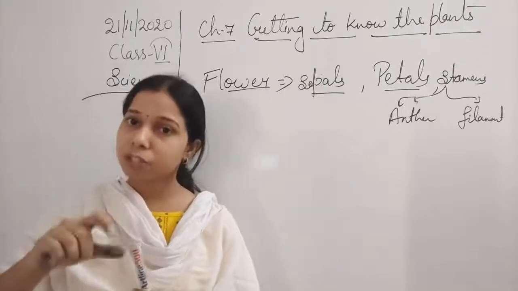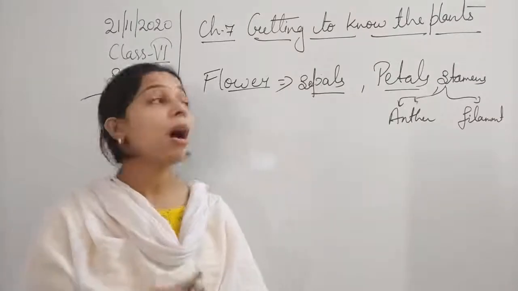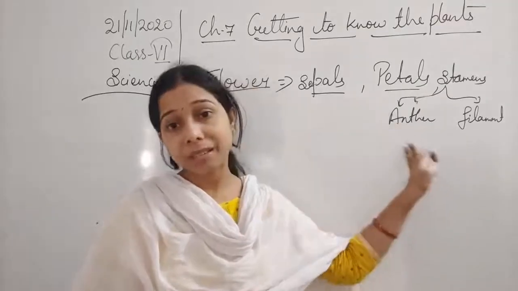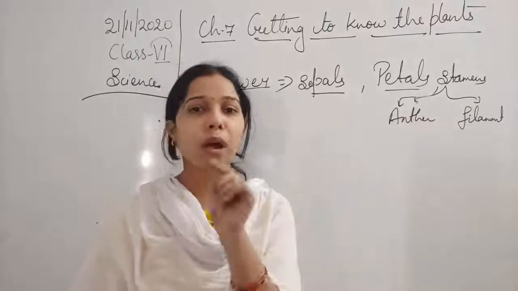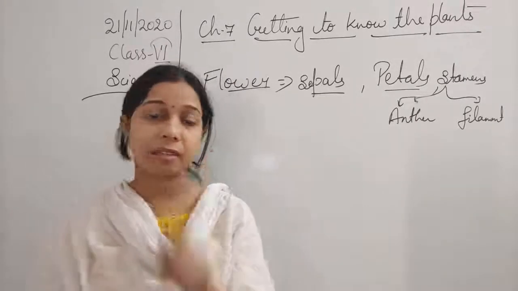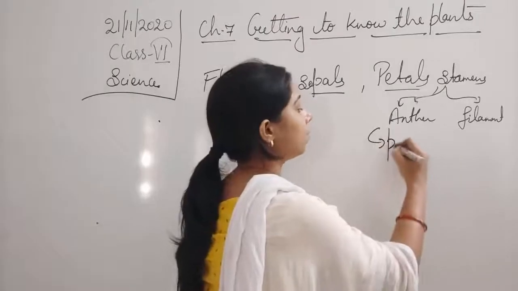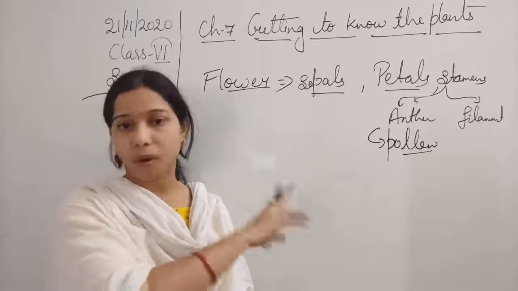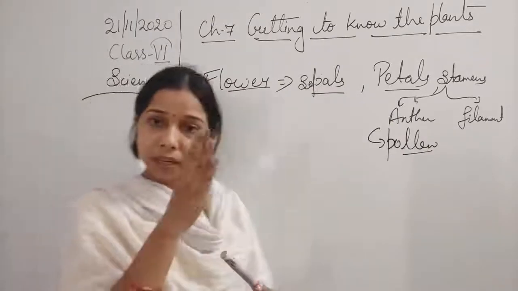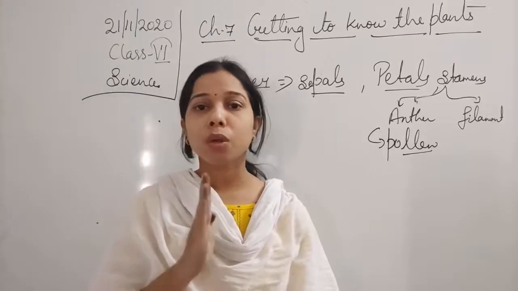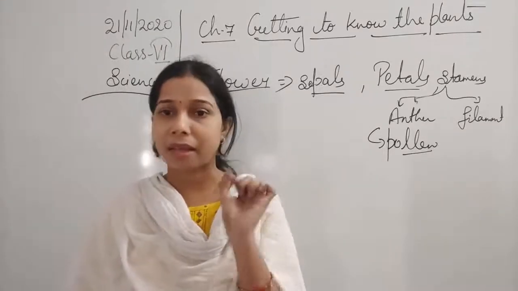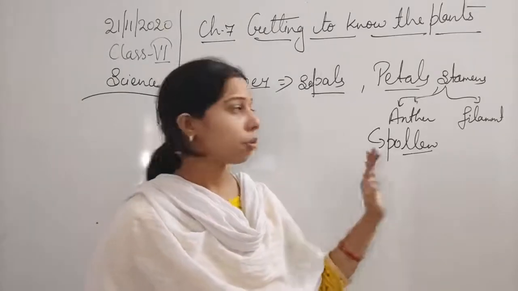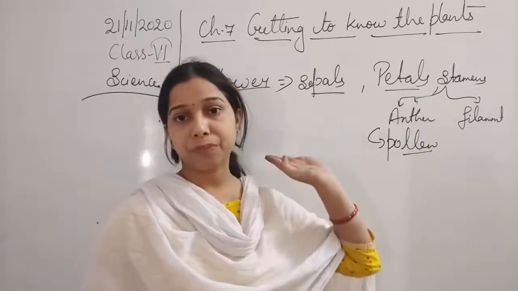So the swollen part present at the top of the filament is the anther, and the filament is the stalk-like structure. Now this anther basically contains a yellow powdered substance, and that we call pollen. So the anther contains pollen. When you cut the anther horizontally, students, you will find small grains present in it, known as pollen grains.